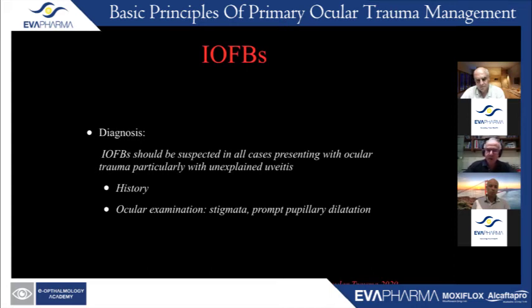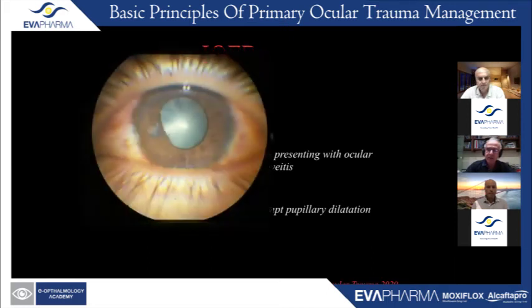And one trick is that you quickly try to dilate the patient. Why is that? Because usually if you have the patient presenting early on, you may be the first one to see the intraocular foreign body before the cataract takes place due to the injury.